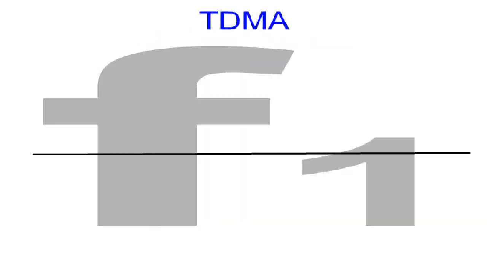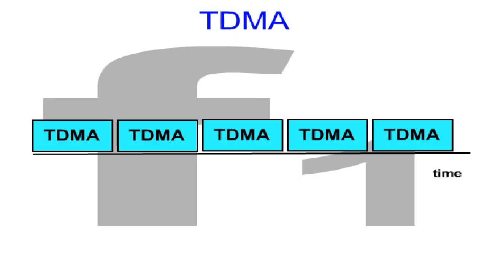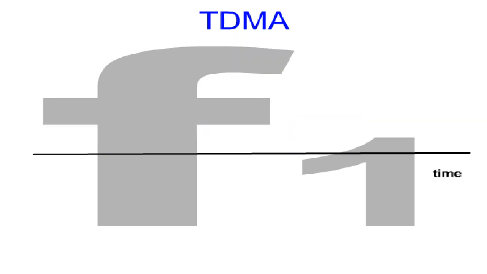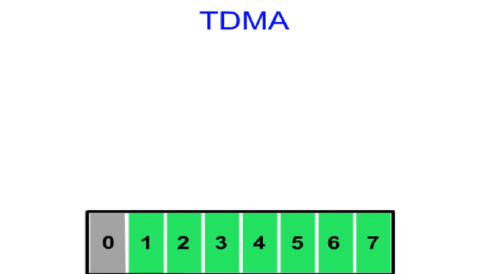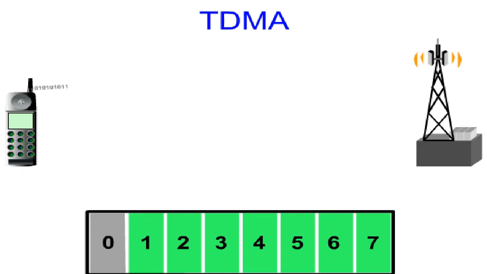Time division multiple access, or TDMA, splits a radio frequency into consecutive periods known as TDMA frames. A TDMA frame, in turn, consists of 8 short time units, which are referred to as time slots. These time slots represent the physical basis for data transmission. Therefore, they are also called physical channels.